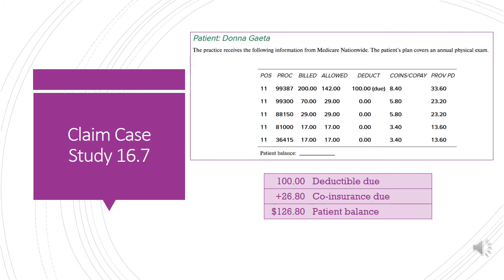Another way to do this, or double check, add the charges in the allowed amount, which total $234, and subtract the total the provider was paid, which was $107.20. The remaining balance is $126.80, and this equals the patient's coinsurance and deductible.